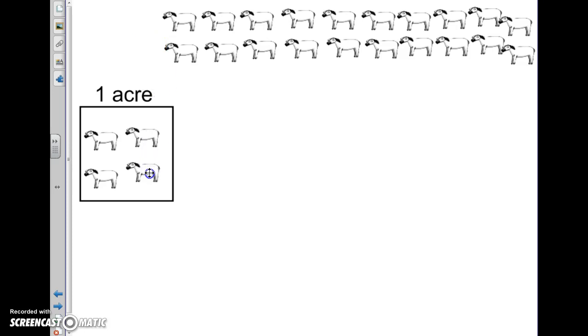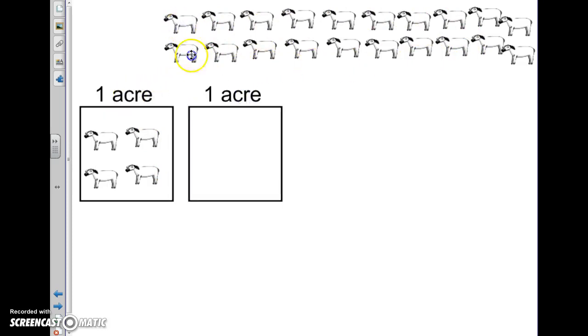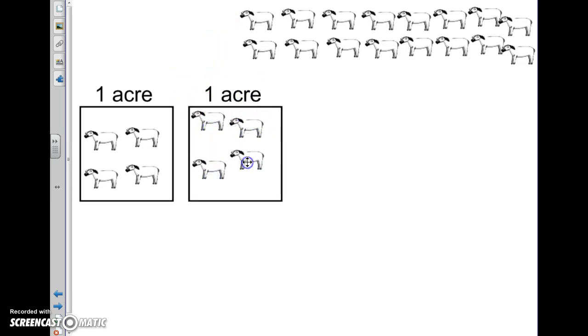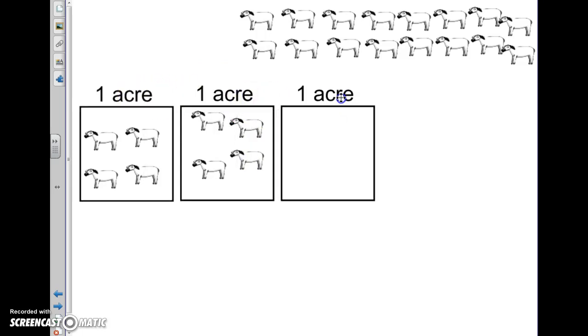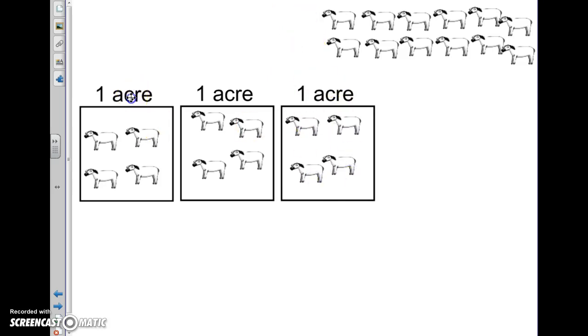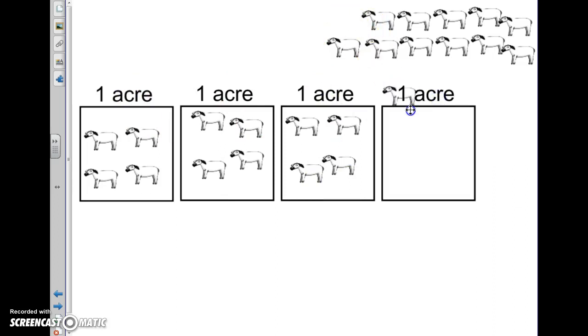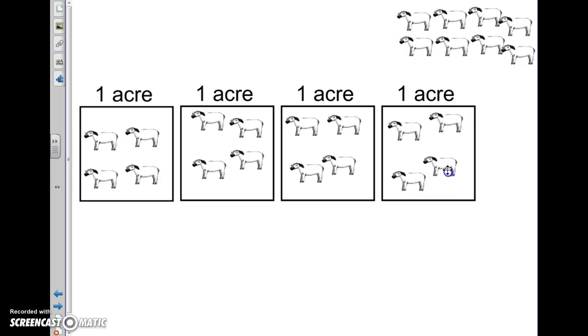So I've got this 1 acre, and remember, it can hold 4 sheep. But now I have all these other sheep that are still waiting for a home. So I'm going to make another acre here, and I'm going to put 4 sheep in here. Still not enough. So I'm going to buy another acre of land, and put 4 sheep on there. Still need more land. Going to fill this acre with 4 sheep, and so on.